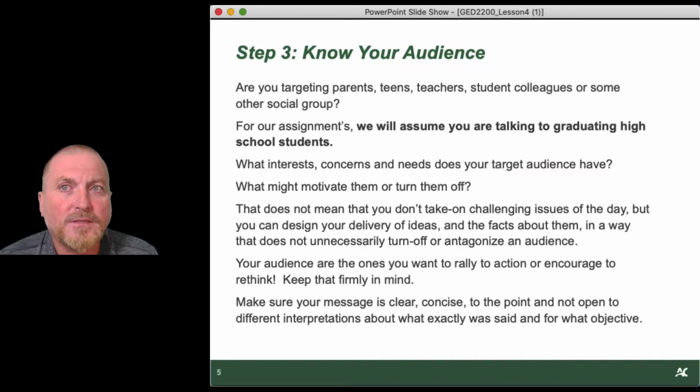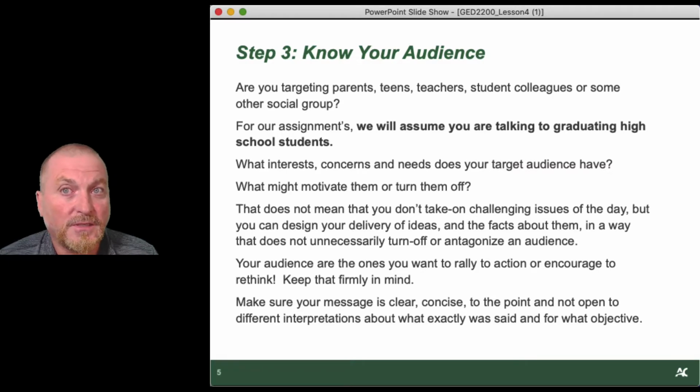For our assignments, I'm going to present a proposition that we all assume you are talking to graduating high school students, okay? That's the level you're talking to. Many of you, that wasn't that far ago. So let's deal with that. Let's say now, having taken a course in media literacy, you're talking back to some colleagues or friends that are going to be graduating from high school, and you're portraying the messages to them. That's what you want to think.